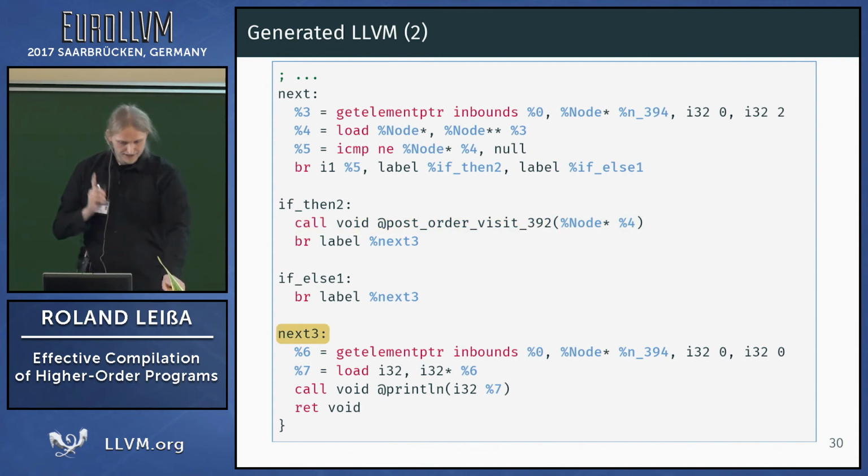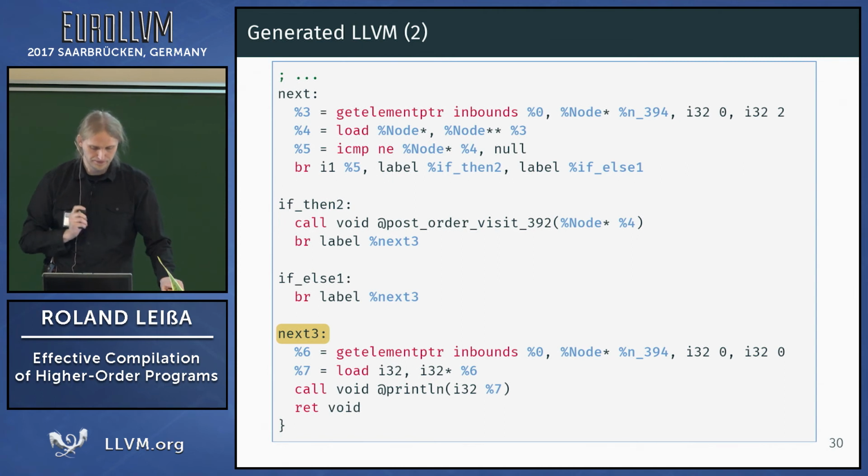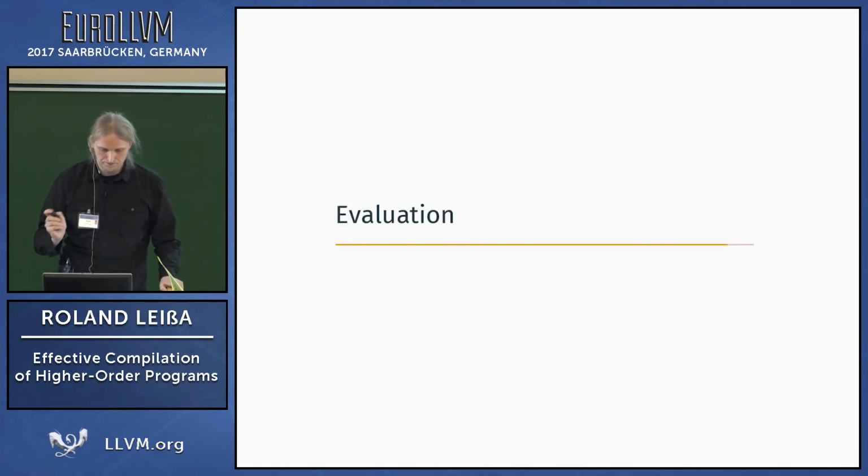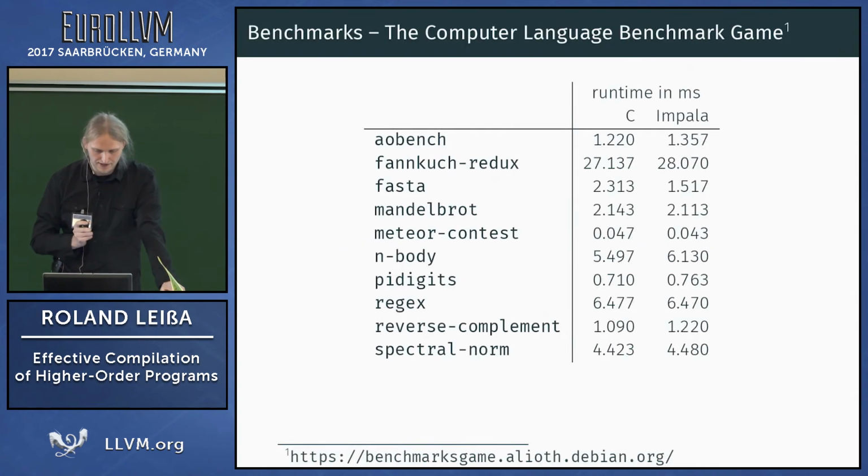And after that, this is the interesting part, this is everything that remains from the closure. We are done. We just load the value and print it. That's it. So this is the whole program after we've done compiling it.